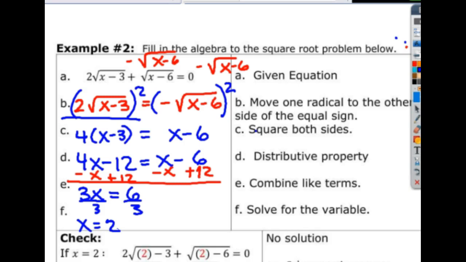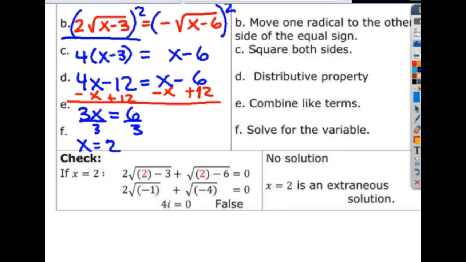Maybe. What do I have to do? On every single problem, you have to check the answer. So, we need to check the answer. To check the answer, you go back and write down the original problem, and in place of the x, you put the 2. Well, what is 2 times the square root of negative 1? That's an i, so this would be 2 times i. What's the square root of negative 4? And that's where they got the 4i.